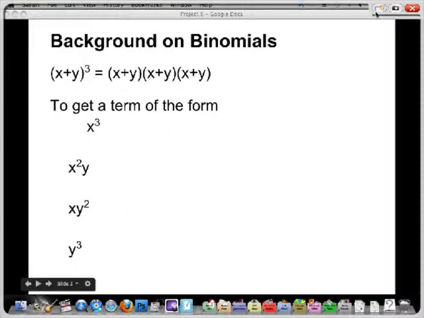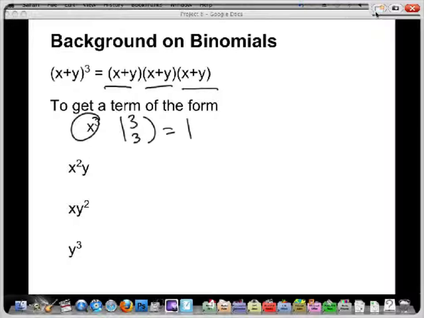However, instead of multiplying it all out and then adding all the terms together, which can be a lot of work for higher powers, we can look at the same expansion and apply the binomial theorem reasoning to get the coefficients. Going back to (x plus y) cubed, to find the coefficient of the term x cubed, we see that to get x cubed we have to pick an x from each of these three sums. That occurs in 3 choose 3 ways, which equals 1. So the coefficient for x cubed is just 1.